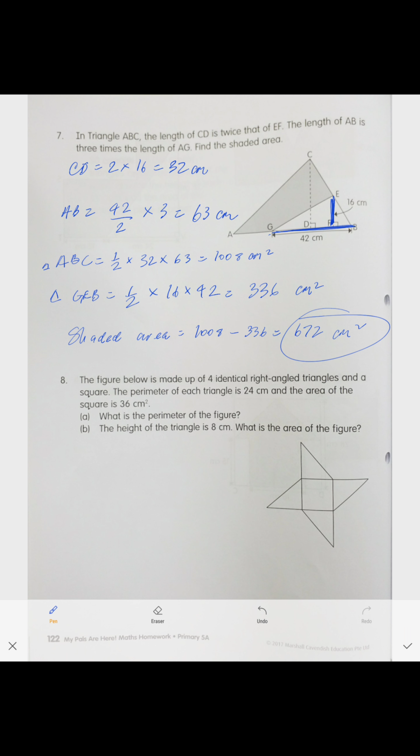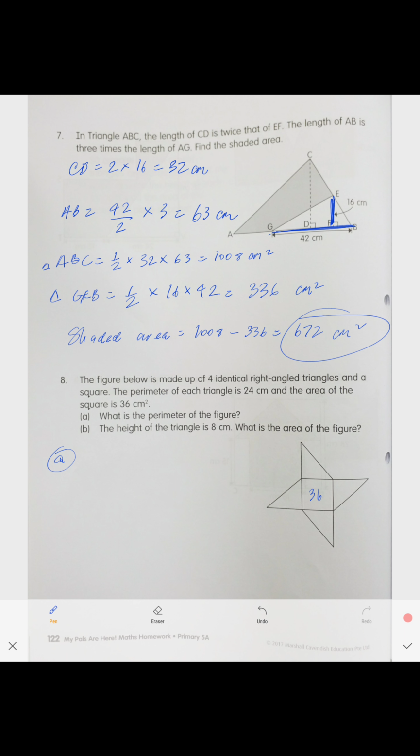And last problem of the section. The figure below is made of 4 identical right-angled triangles, 1, 2, 3, 4, right? And a square, that's one in the middle. The perimeter of each triangle is 24. So all 3 sides, if you sum them up, will give you 24. And the area of the square is 36 square centimeters, right? First one, they ask us, what is the perimeter of the figure?